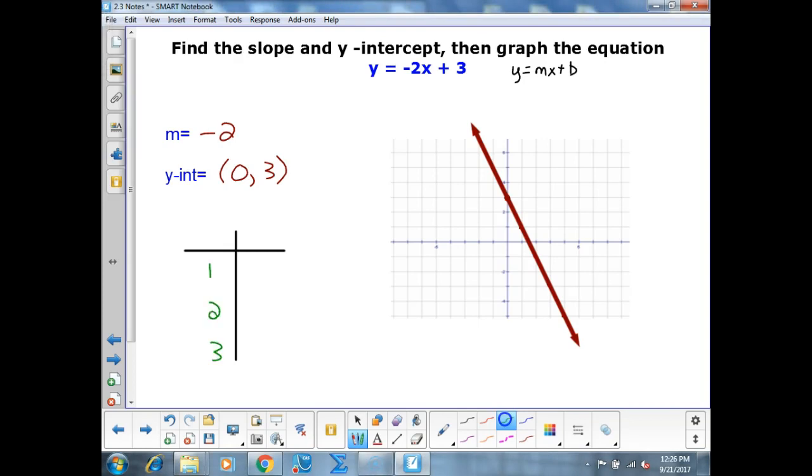If I wanted to do the T-chart, I could pick 3 x values and plug those values in for y. If I put 1 in there, I get +1 for my y value. If I put 2 in there, I get -1. If I put 3 in there, I get -3.